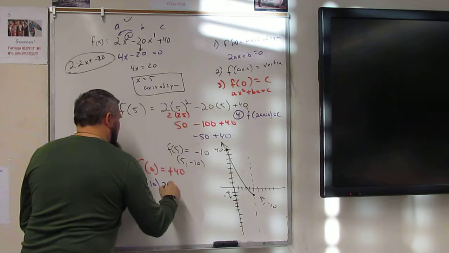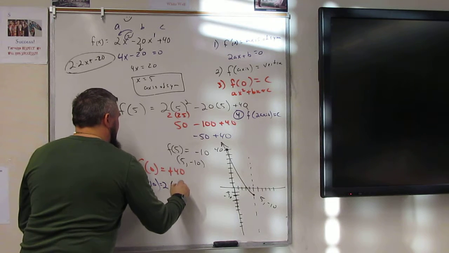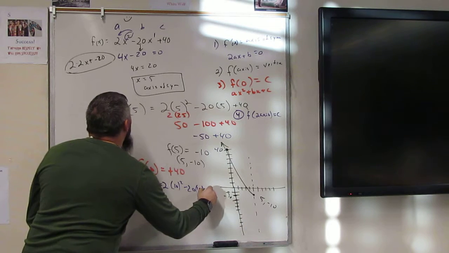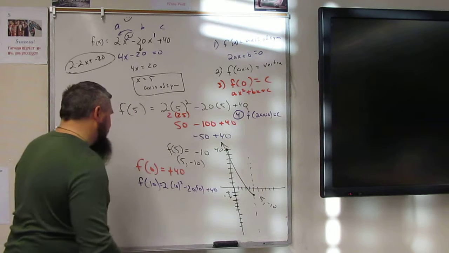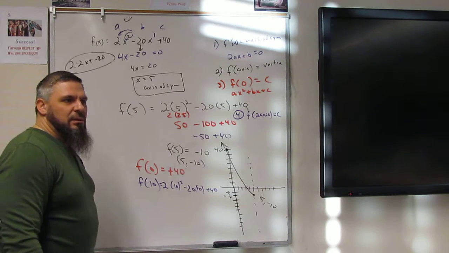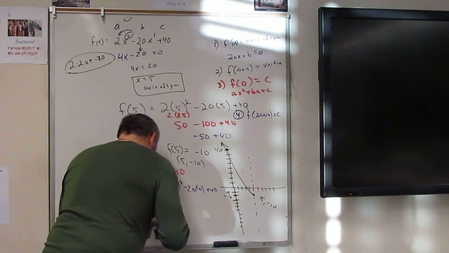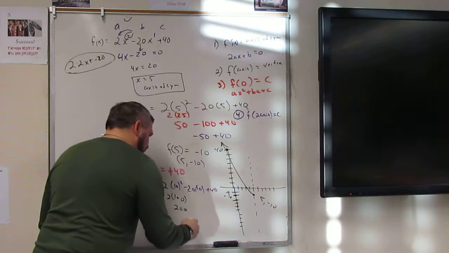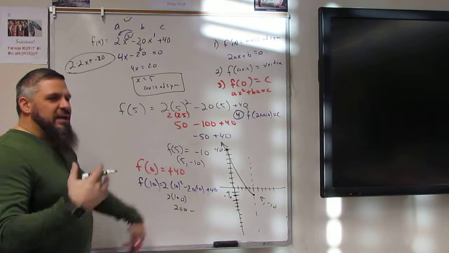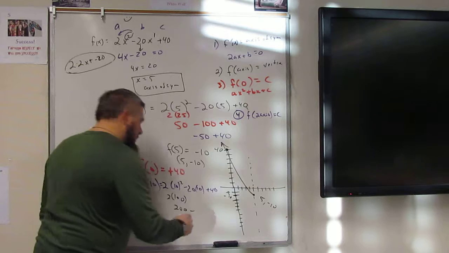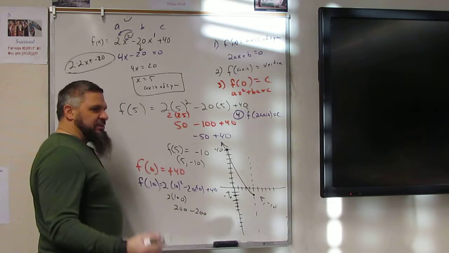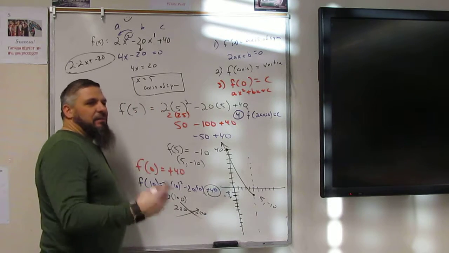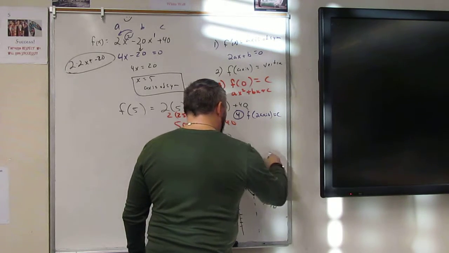And what's f of 10? Well, that means 2 times 10 squared minus 20 times 10 plus 40. What's 10 squared? 100. So I got 100 times 2, 200, minus 20 times 10. What's 20 times 10? 200. What's 200 minus 200? 0. What's left? 40. Bam. So I go over to 10. I go up to 40.